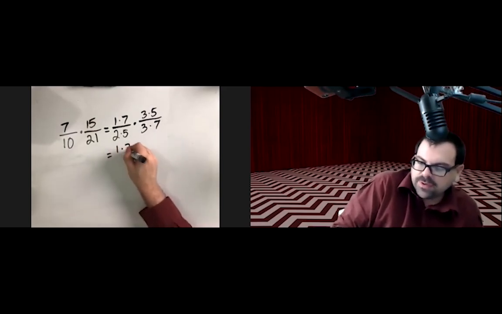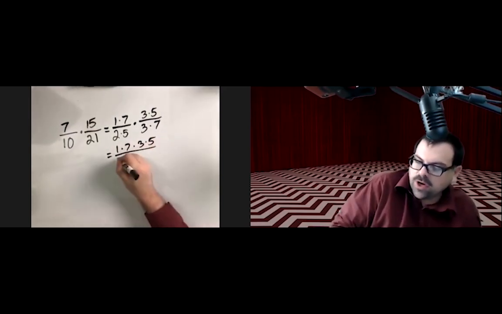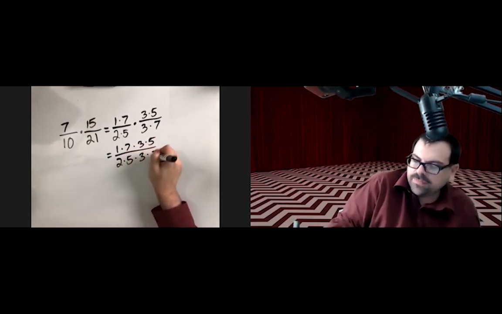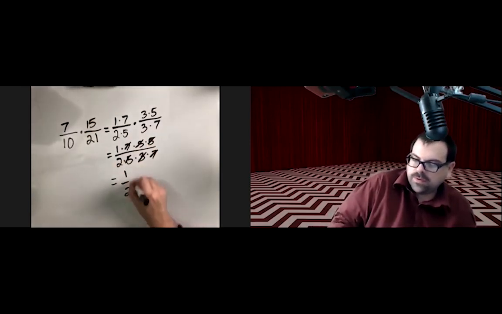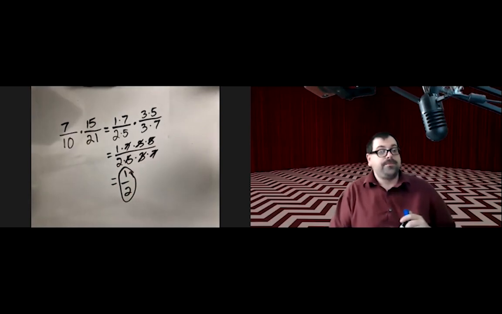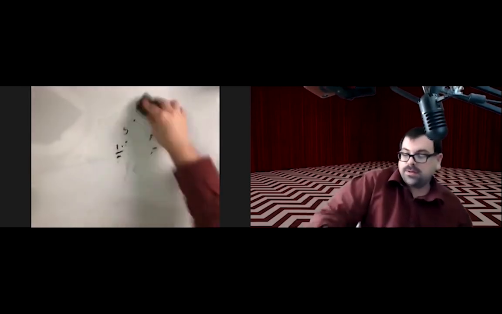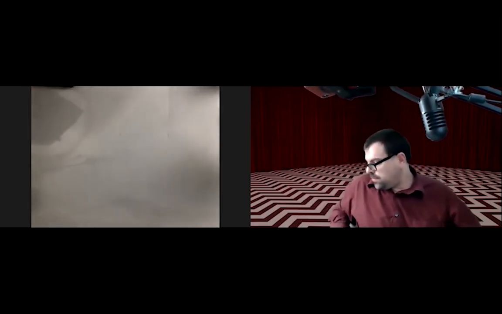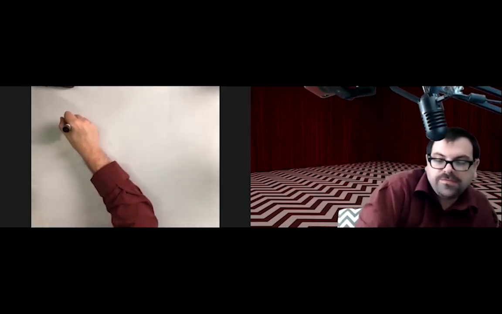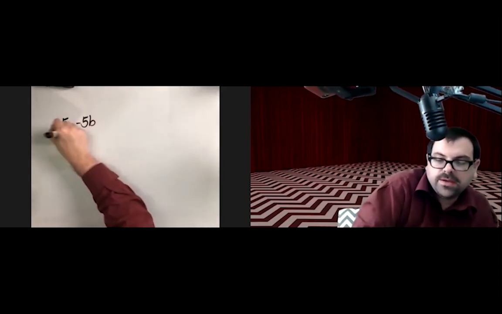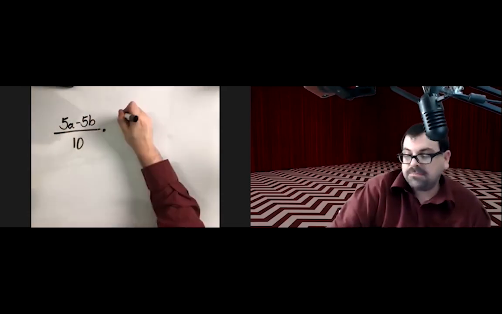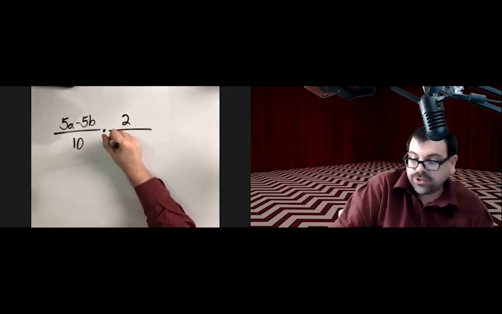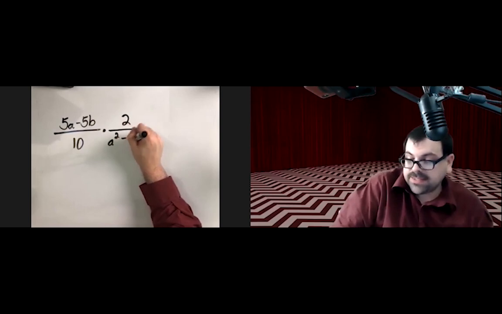Multiply across the top. Multiply across the bottom. Cancel common factors. We're left with 1/2. Let's do this with this problem. 5a minus 5b over 10 times 2 over a squared minus b squared.